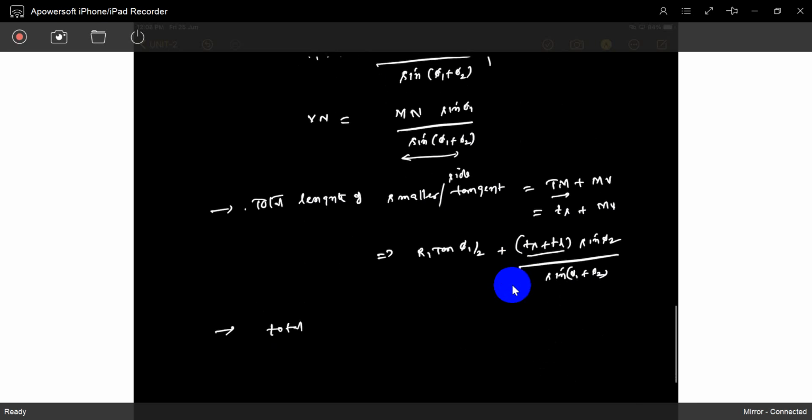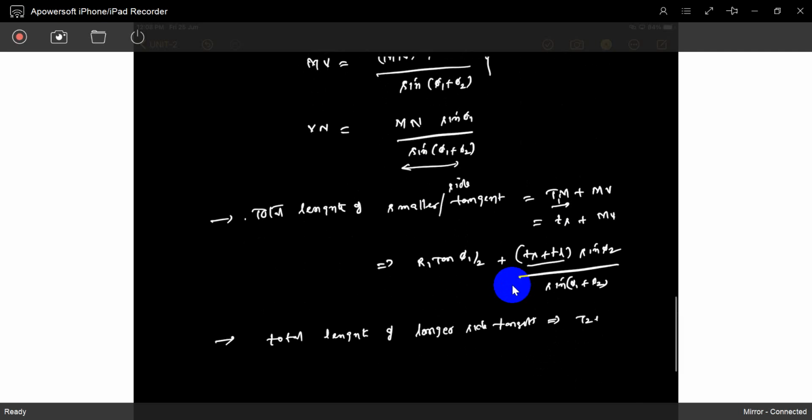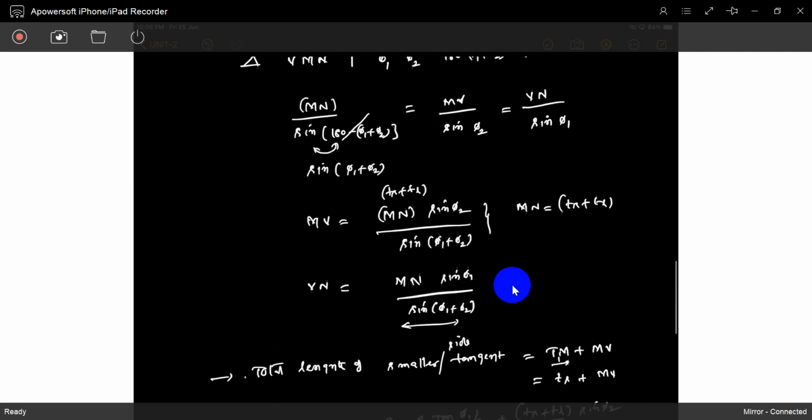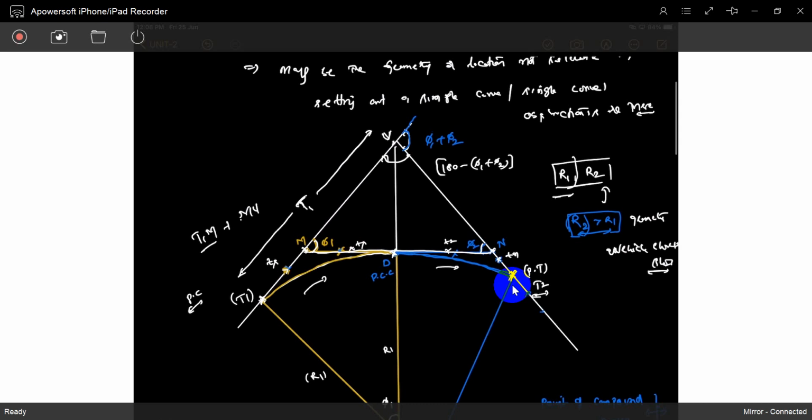Similarly, the total length of the longer side tangent, T2n plus nv, is R2 tan phi 2 by 2 plus Ts plus Tl times sin phi 1 divided by sin phi 1 plus phi 2. That's it. If you know this length T1, and this is T2, I call it this T2.